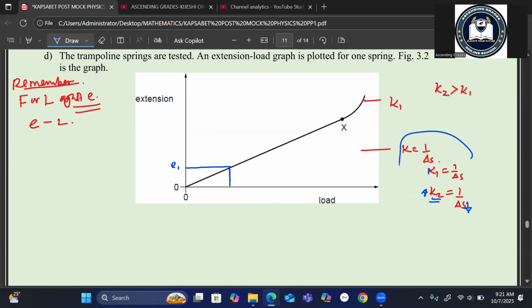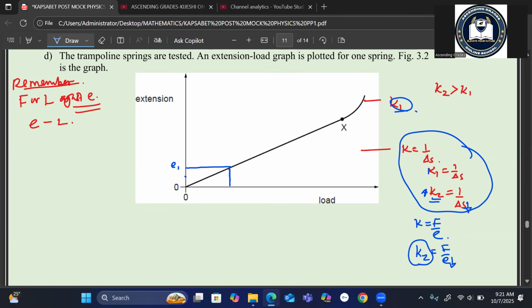If we cannot use this method, we can also go for the method of K equals force over extension. Then our K2 is equal to force over extension. So what will happen to the extension so that we have K2 being greater than K1? Then we must lower the extension. So now if E1 was for K1, then what can we do so that we get an E2 which is smaller?